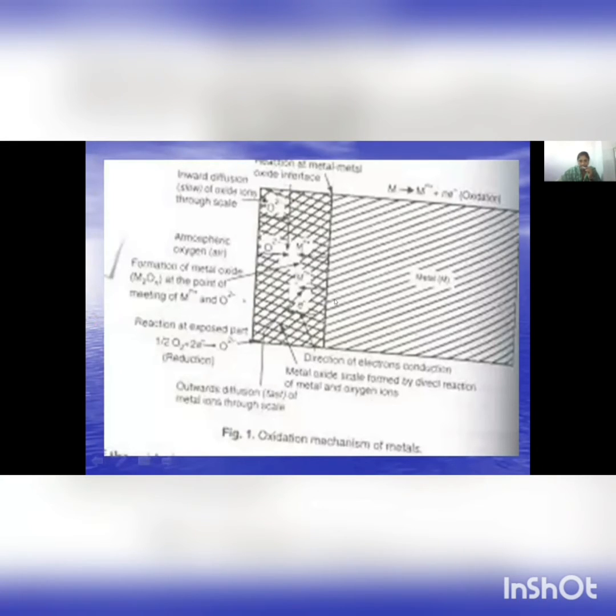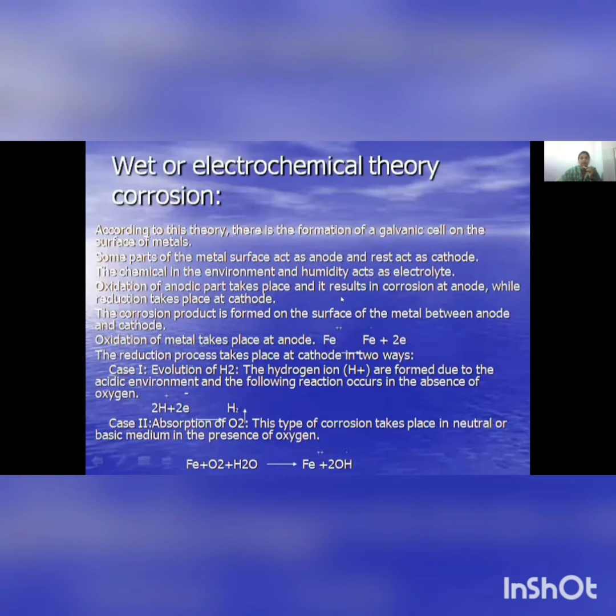So this is about the mechanism: either the metal must move outwards, or the oxygen must move inwards through the underlying metal. These are the two possibilities for oxidation corrosion. And now the wet or electrochemical theory.